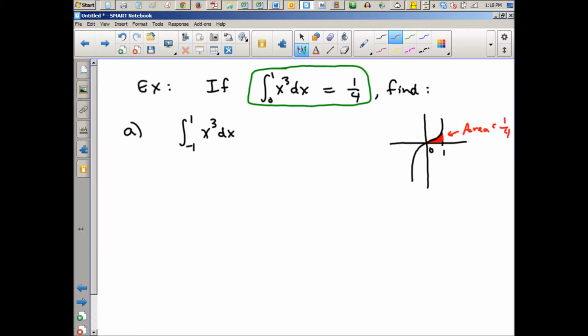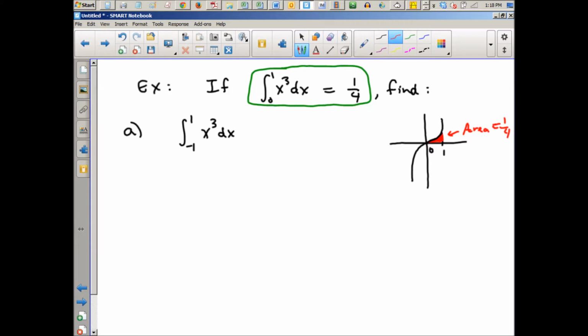Okay, so hopefully you do something like this. You've got the x cubed graph, right? And then between 0 and 1, you shade in that little area, and evidently that's 1/4. That's actually given to us. We'll talk about later why that's true. Why is it 1/4, not 1/5? So we'll talk about that later, but assuming that that's 1/4, how would you answer the question?